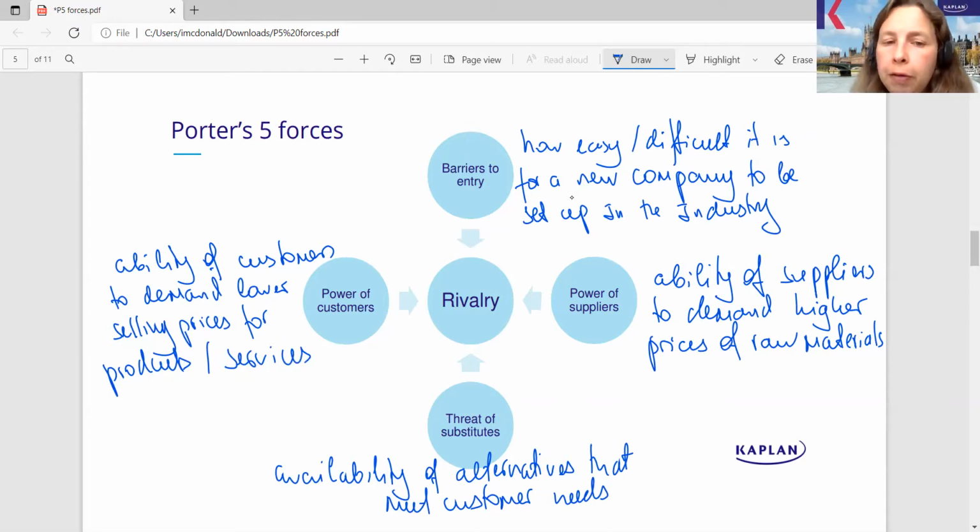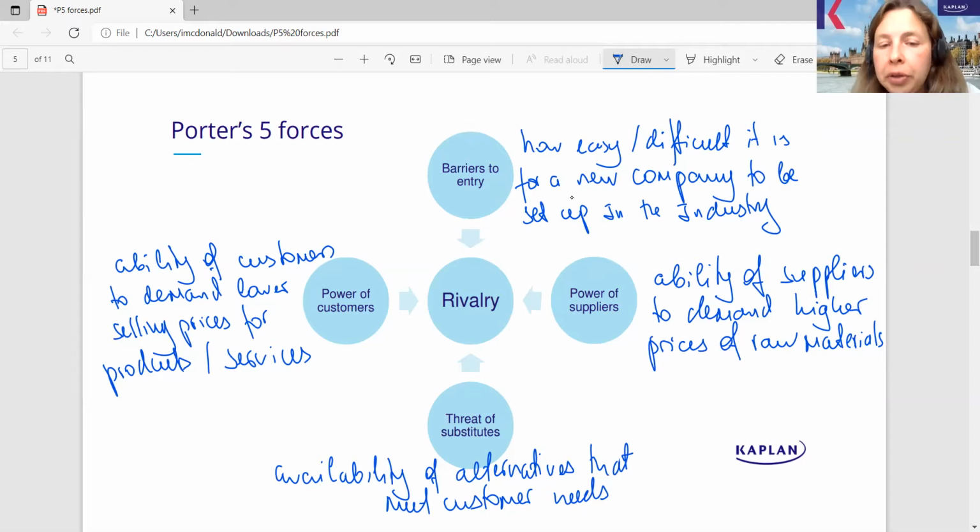So what gives a customer a chance to demand a lower price? For example, if this customer is significant to us, if they come and buy in bulk or buy a large proportion of our turnover, we'll be very keen to maintain that customer loyalty and therefore give them a discount.